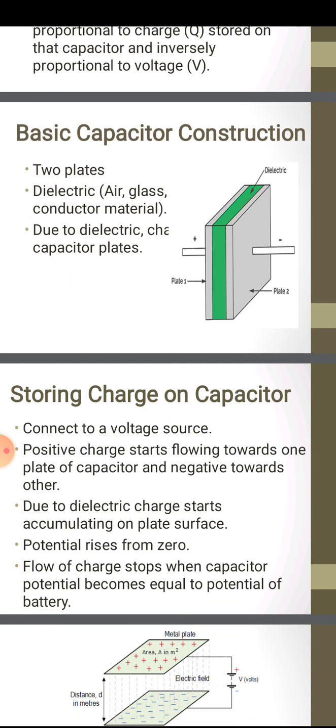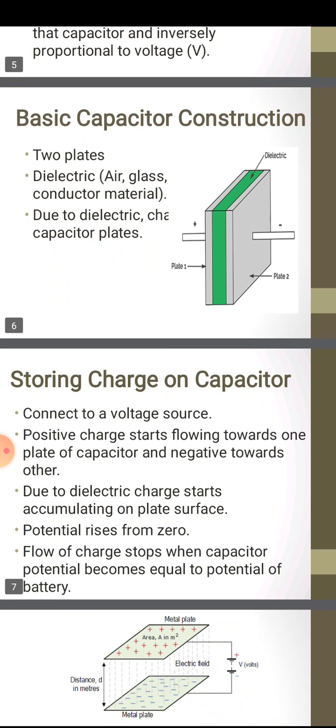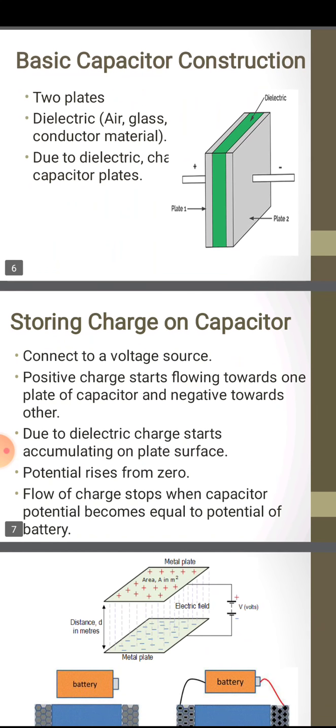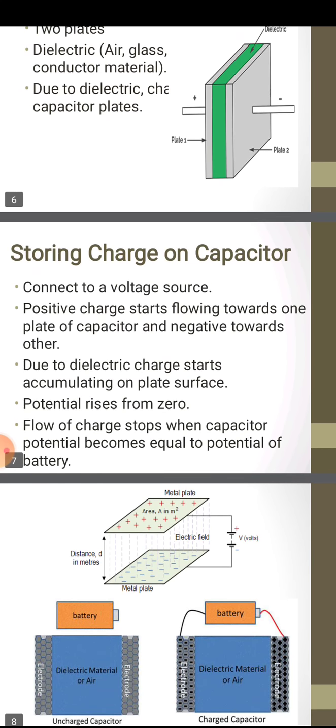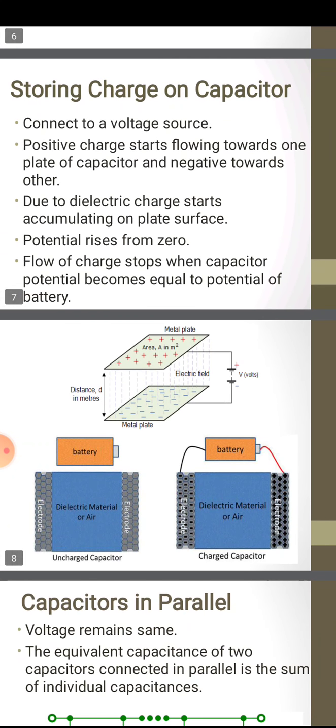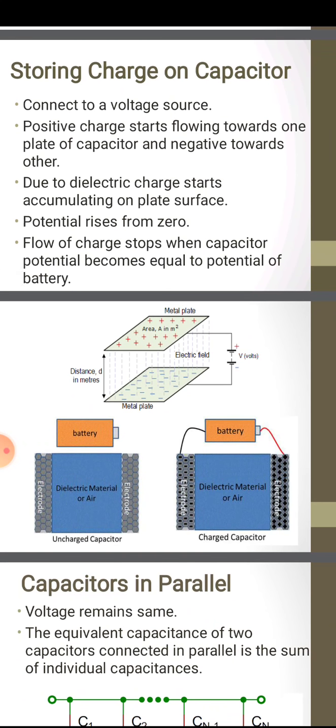Basic construction can be shown this way. Two metallic plates, with dielectric in between. Here it is with a green color. Then the charge can be stored on the plates of the capacitor, right?